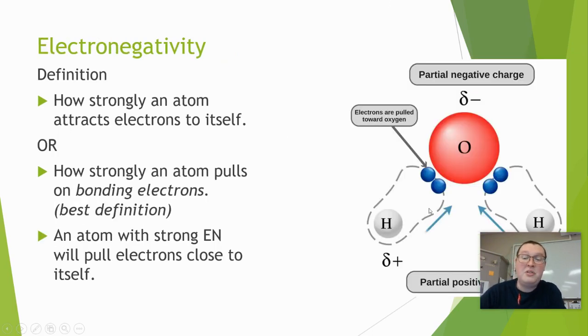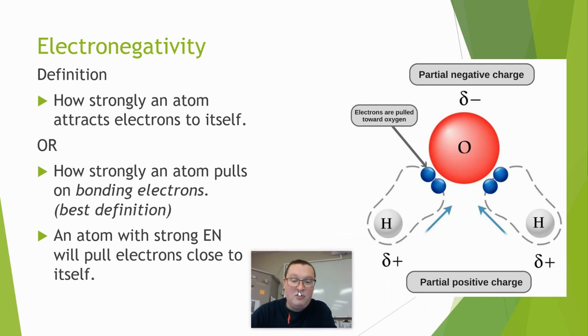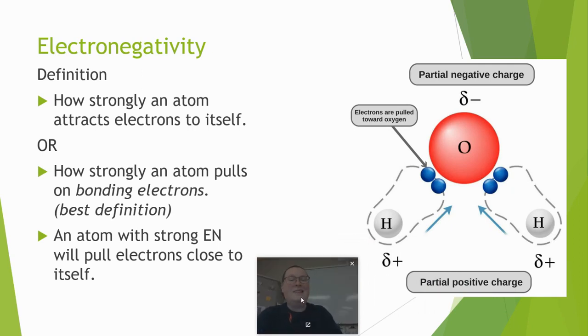Next trend, and probably the most important trend, I'm going to move my head here so we can see that whole diagram, is electronegativity. And there's going to be a couple of definitions here. The simple definition: how strongly an atom attracts electrons to itself. If something is strongly electronegative, we're going to say it has a high electronegativity, strongly attracts electrons. Or if something does not really attract electrons very strongly, it has a low electronegativity. The more important and better definition is how strongly an atom pulls on bonding electrons.